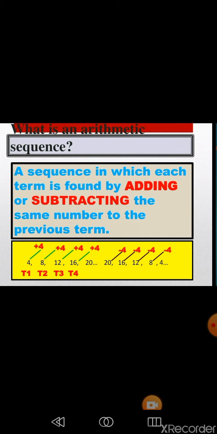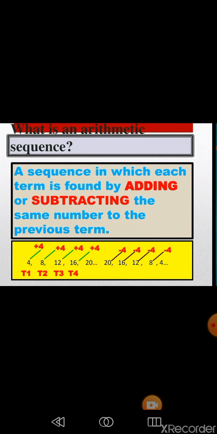What is an arithmetic sequence? It is a sequence in which each term is found by adding or subtracting. Do you notice this? Adding or subtracting. But in the geometric sequence that we took before, once we said geometric sequence, that means multiplying by the ratio. But here in the arithmetic, we spoke about adding and subtracting. You got me here? So once I find adding and subtracting the same number to the previous term, it's called arithmetic.